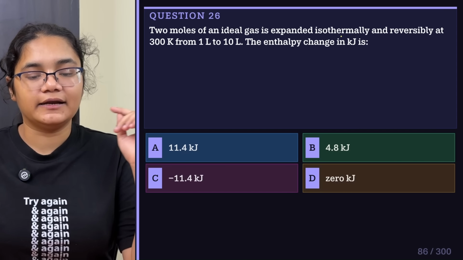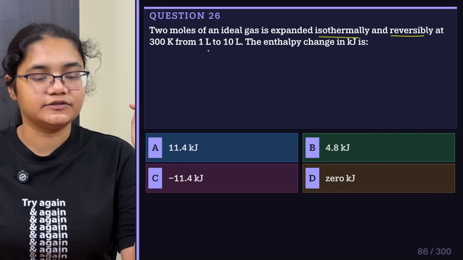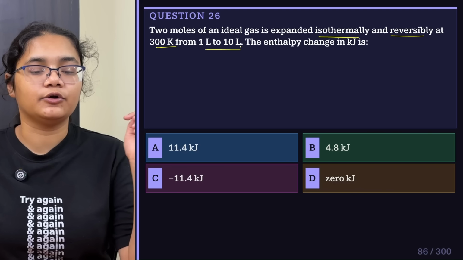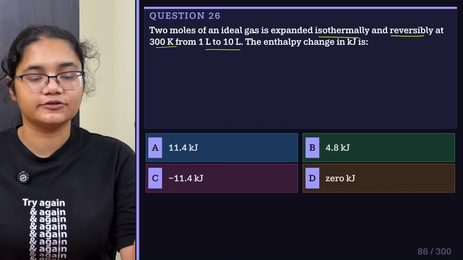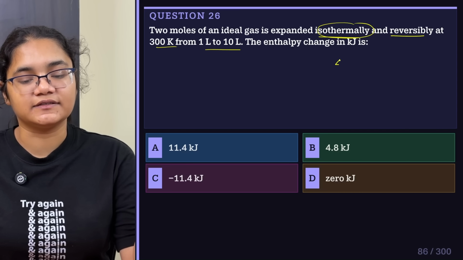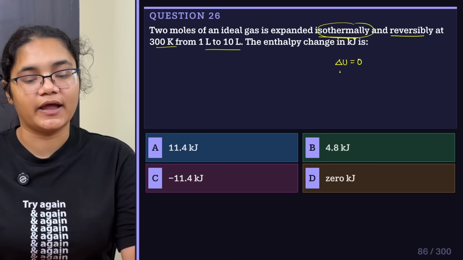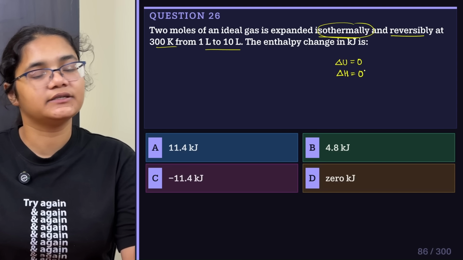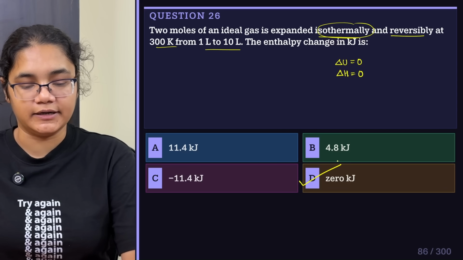Next, 2 moles of an ideal gas is expanded isothermally and reversibly at 300 Kelvin from 1 liter to 10 liter. The enthalpy change in the reaction. Now, whenever an isothermal process is there, delta U will be equal to 0, and delta H is also a function of temperature. This is also 0, so option number D here.